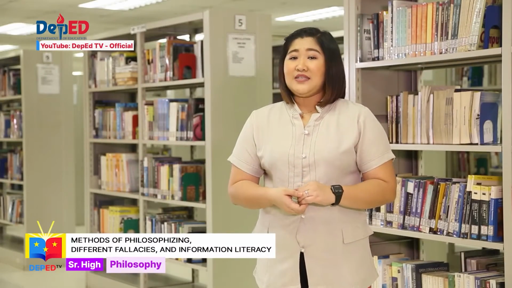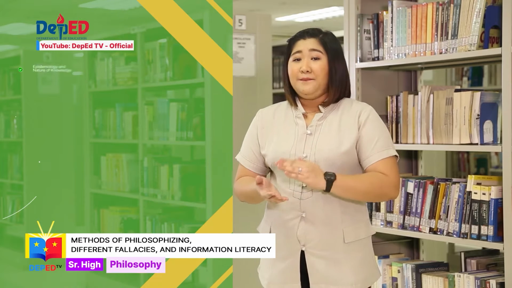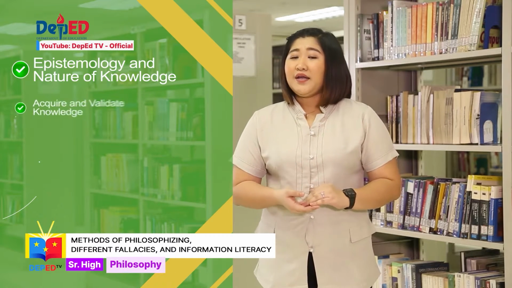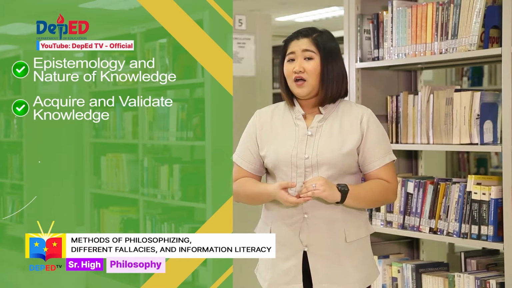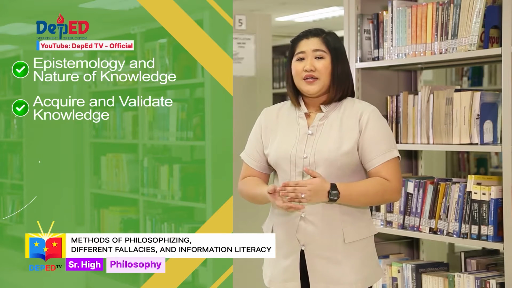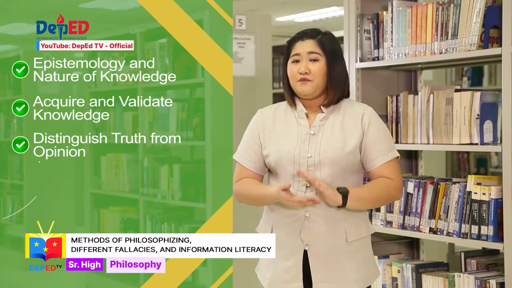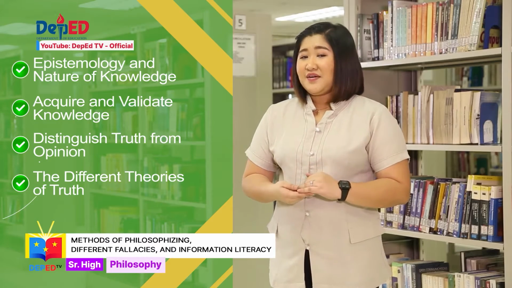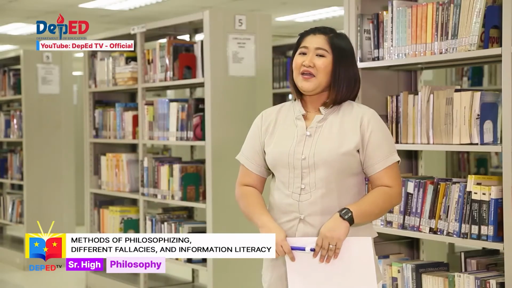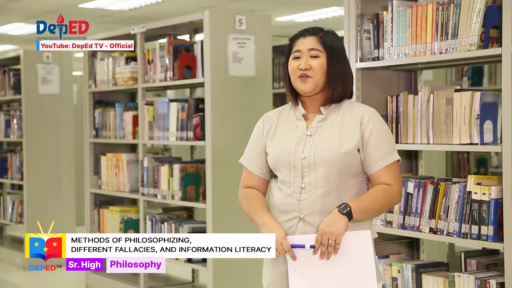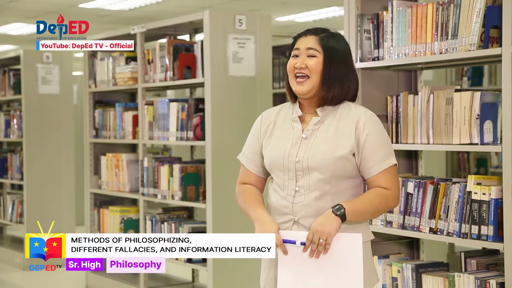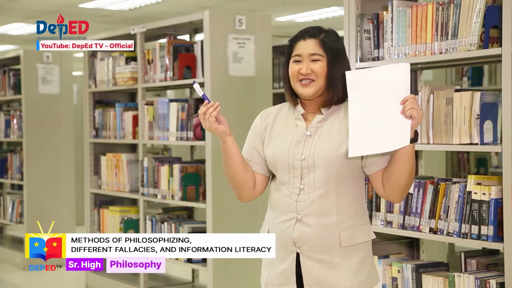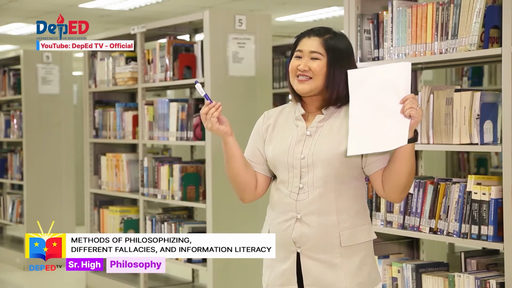In the previous Philomazing episode, we learned about epistemology and the nature of knowledge. Second, we learned how to acquire and validate knowledge. Then, we learned how to distinguish truth from opinion. And lastly, we were introduced to the different theories of truth. I hope that you remembered all the lessons from our previous episode. And now, prepare your pen and paper and get yourselves ready for another Philomazing adventure.